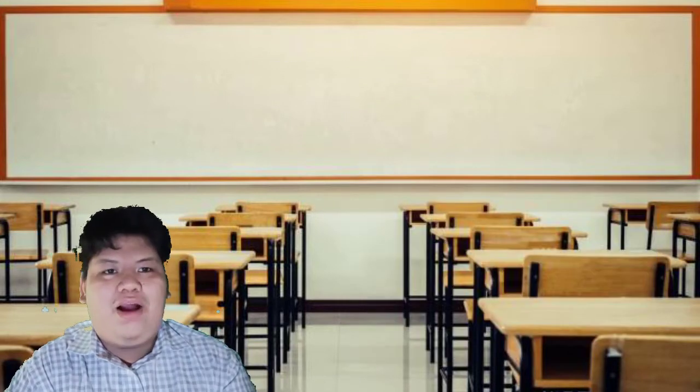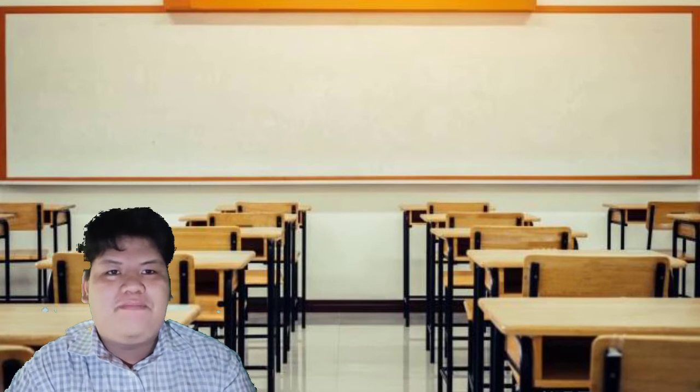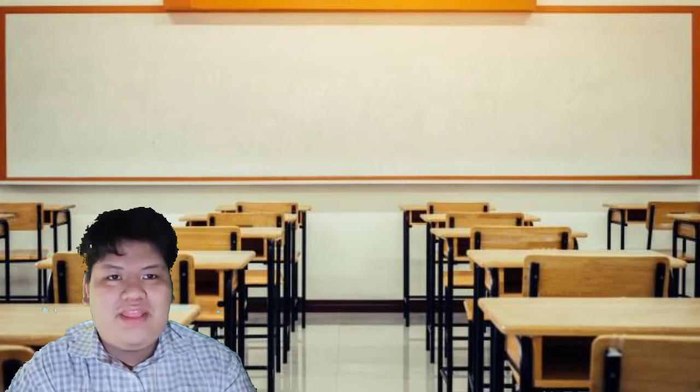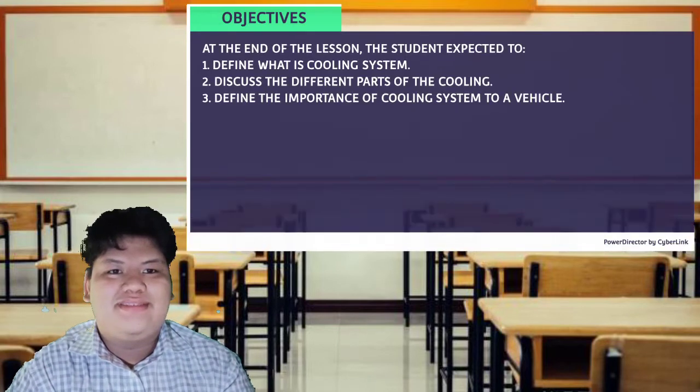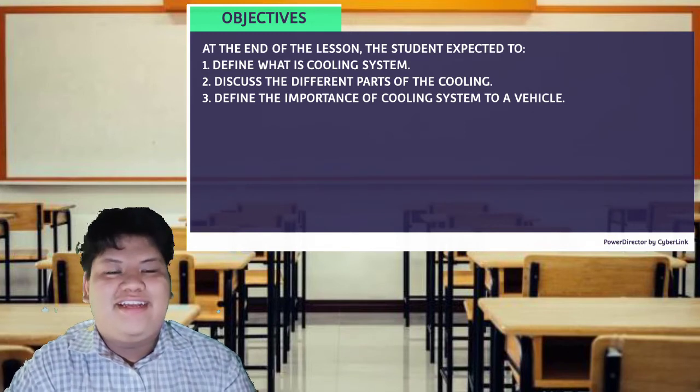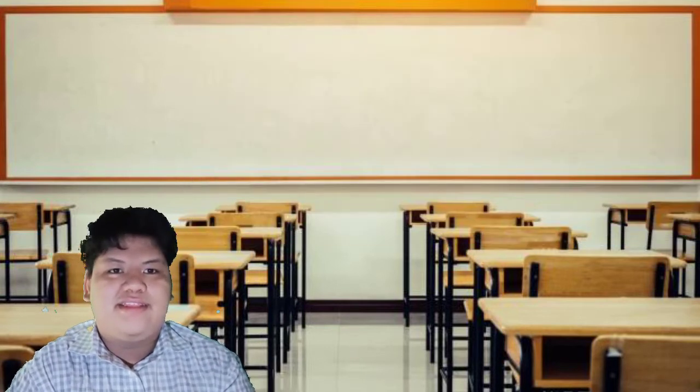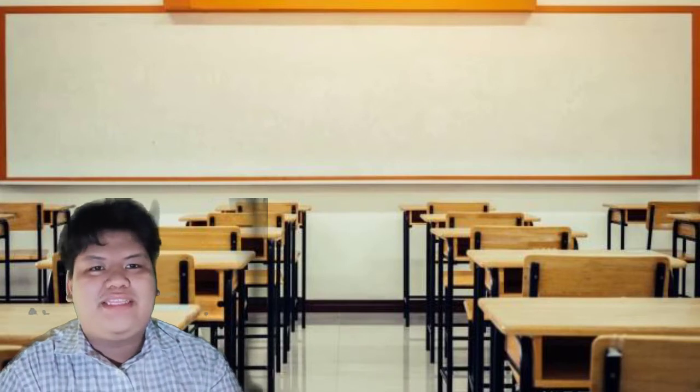Before we proceed to our main topic, let us first define our objectives. Mr. Cleope, can you please read our objectives? Objectives. At the end of the lesson, the student is expected to: 1. Define what is cooling system. 2. Discuss the different parts of the cooling system. 3. Define the importance of cooling system to a vehicle. So now we know our objectives.